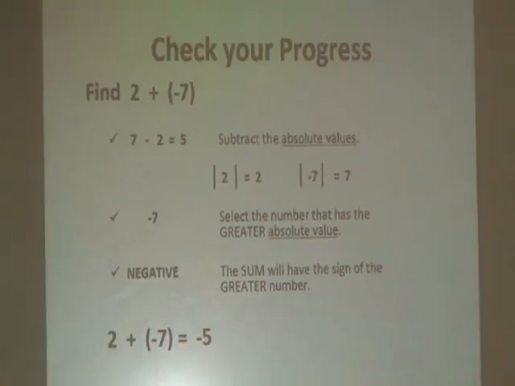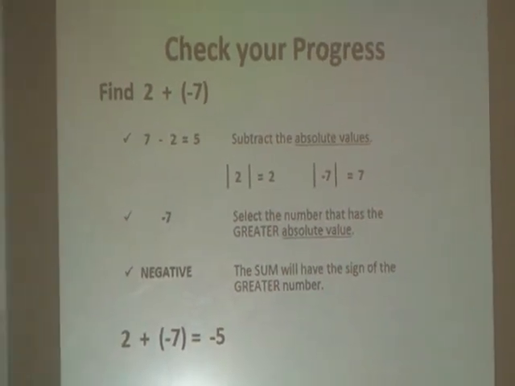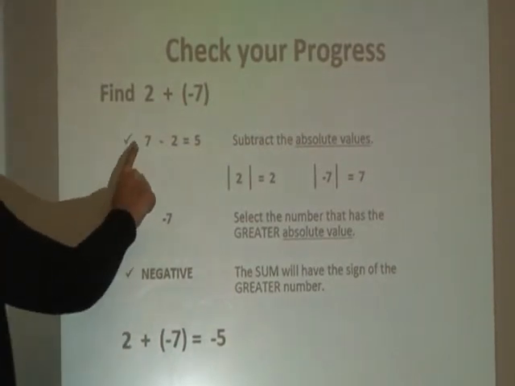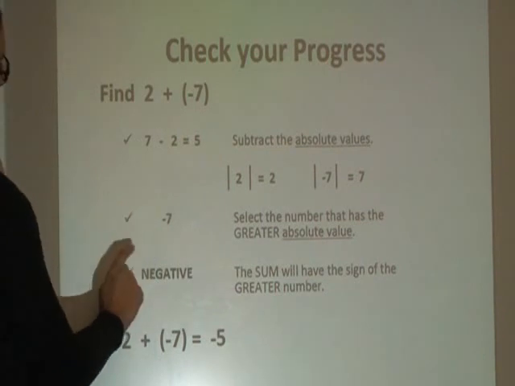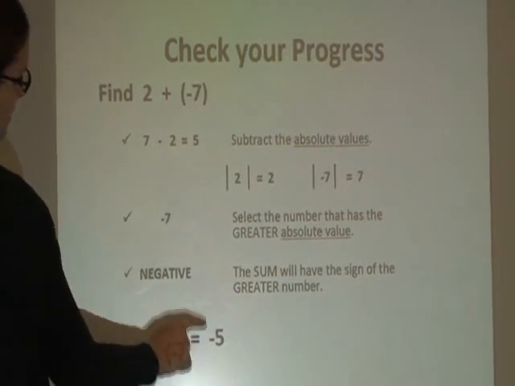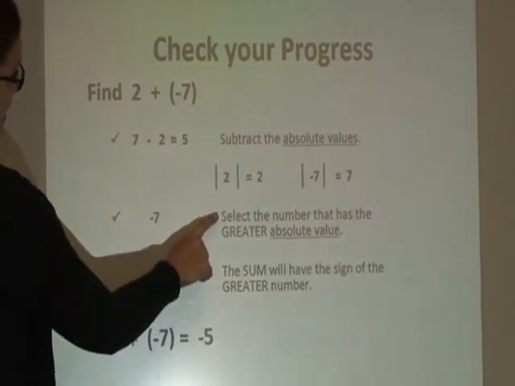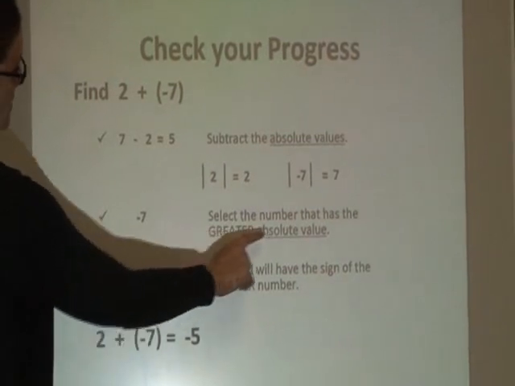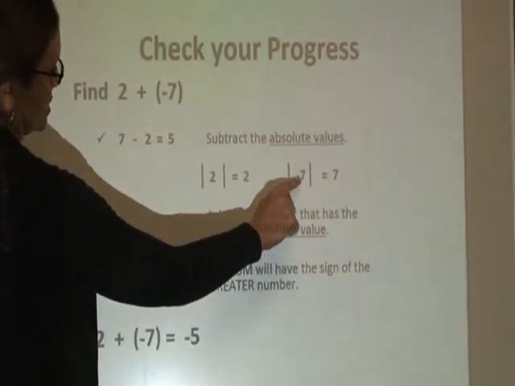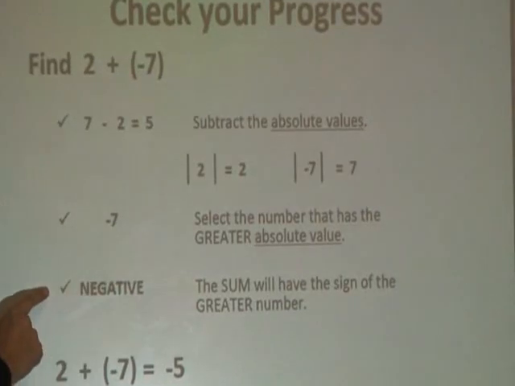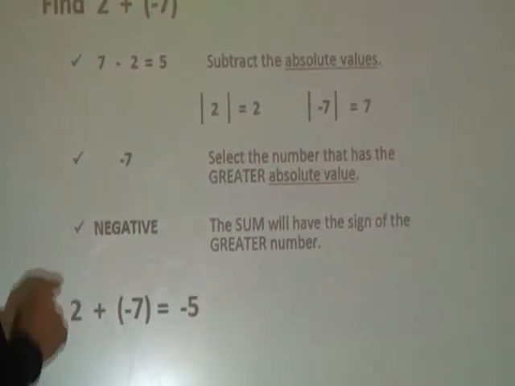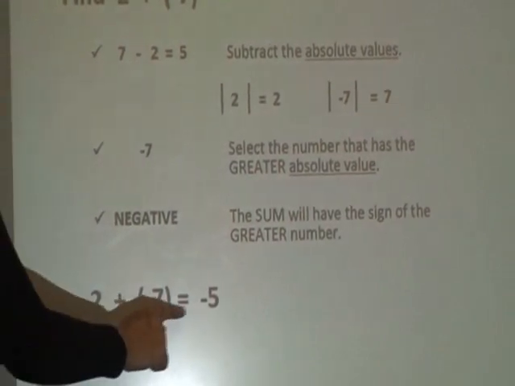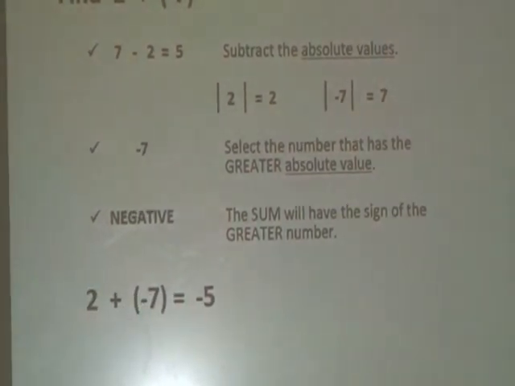Did you come up with the answer of negative 5? I subtracted 2 from 7. 7 minus 2 equals 5. And then I know my answer is going to be 5. I have to check my sign. I selected the number that has the greater absolute value, which was 7. So my number was negative 7. That indicated to me that the sum will have the sign of that greater number, which was negative. And so 2 plus negative 7 is in fact negative 5.